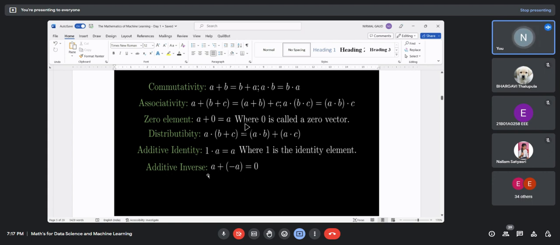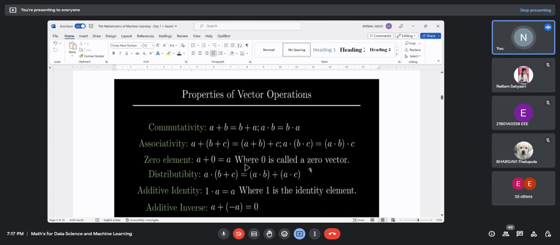And the last one is additive inverse. That means if you add the same vector with a minus sign, the result will be 0. A plus minus a equals 0. So these are the vector operations, the vector properties.